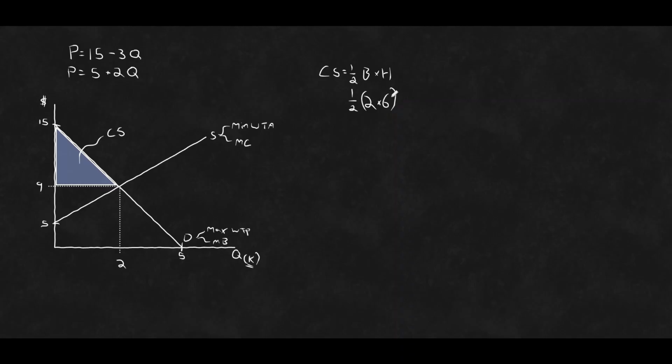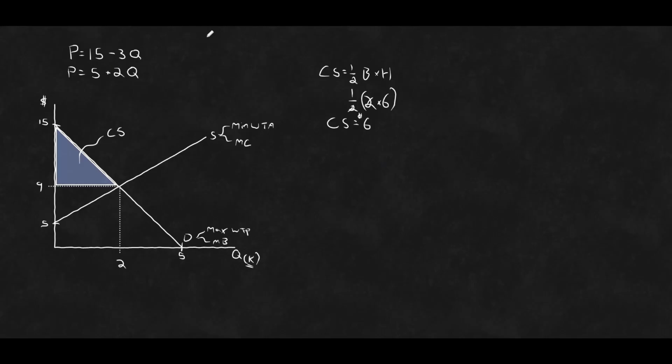1/2, 2 times 6. So, hey, look, the 1/2 and the 2 cancel. We are left with a consumer surplus of $6 in this case. This is the consumer's gains from trade, the benefits that they get altogether by engaging in trade, by buying this good, rather than going through the whole process of just making it themselves or going without.